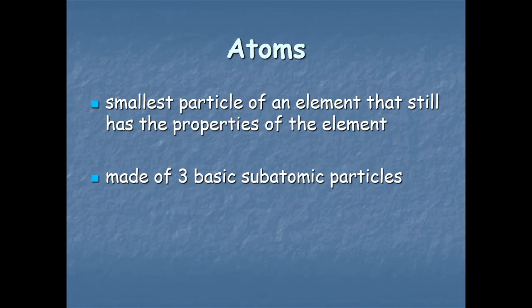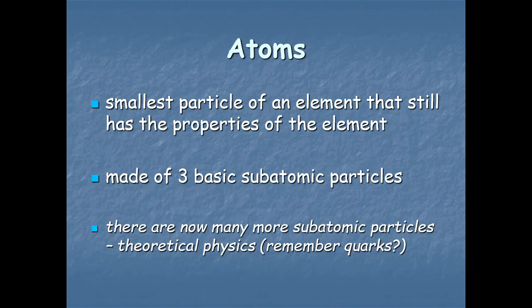They're made up of 3 basic subatomic particles. That's the protons, neutrons, and electrons that we're going to talk about in a couple seconds. And there are many, many more subatomic particles. Remember, we talked about quarks in the last unit.